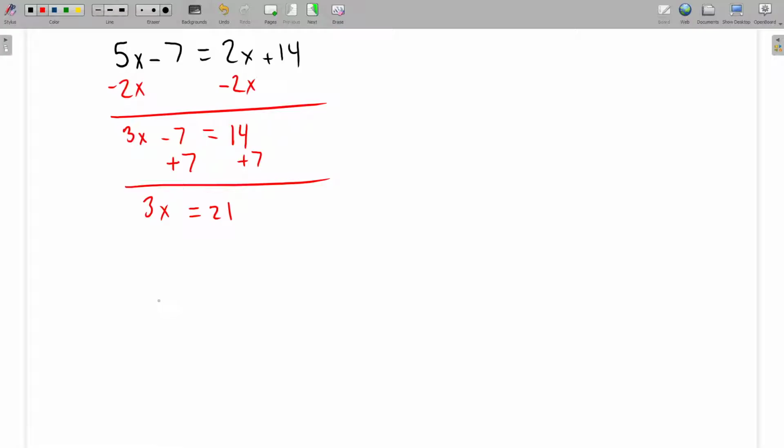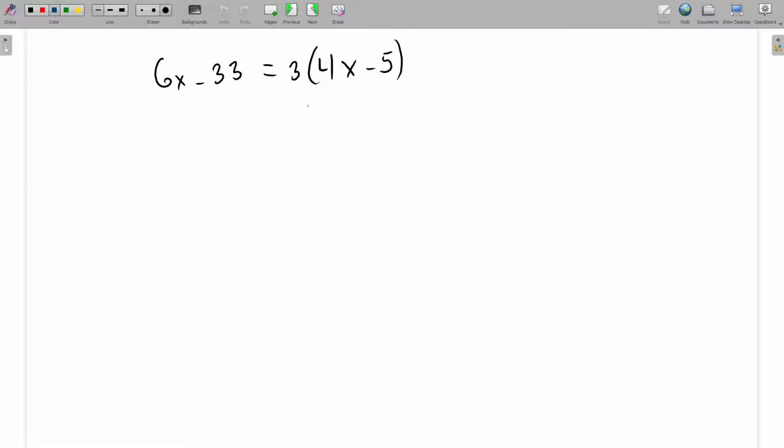Okay, I want my answer to be just x equals, so I need to find a way to get rid of this 3. We can think of this 3 and this x as being two things that are multiplied. So the opposite of multiplication is division. So in order to get rid of this 3 in front of the x, we need to divide both sides by 3. Right? Because 3 divided by 3 is 1, meaning the number in front is going to go away, and we'll be left with just an x. And 21 divided by 3 is 7. And just like that, we've got our final answer. X equals 7.